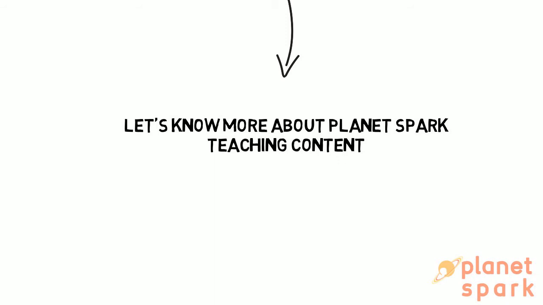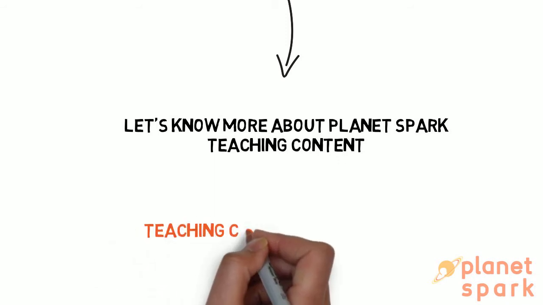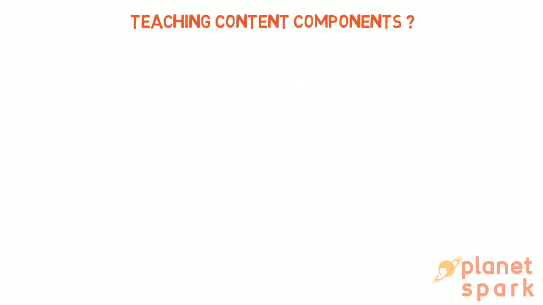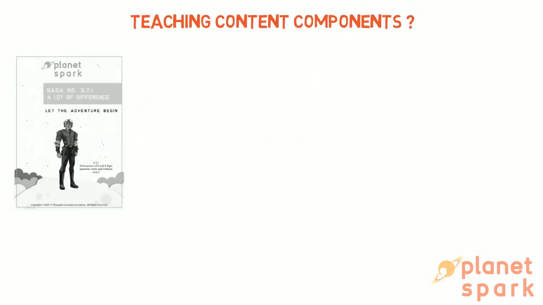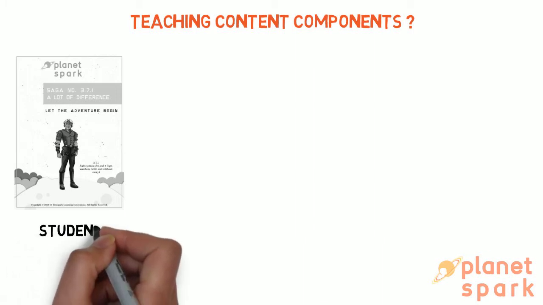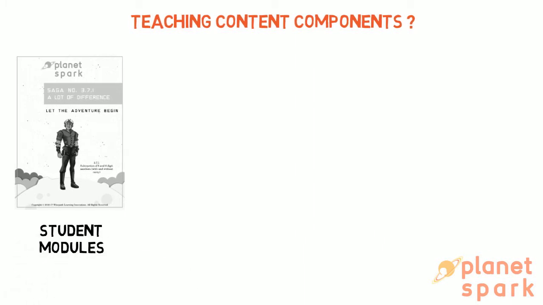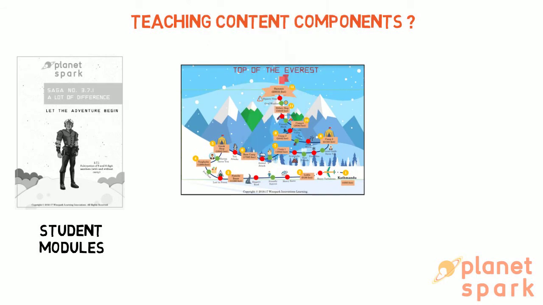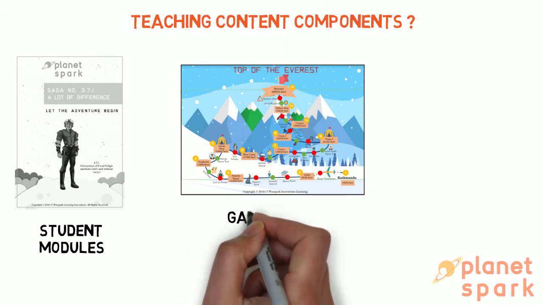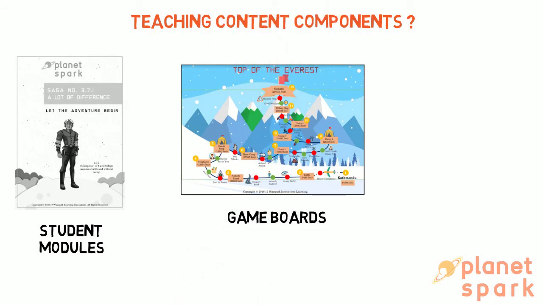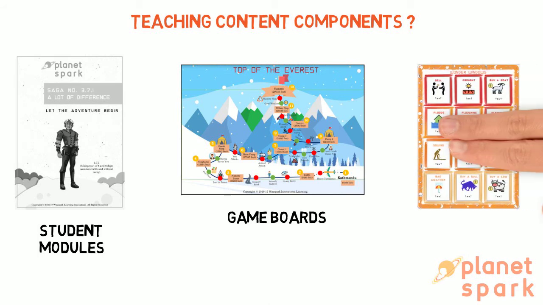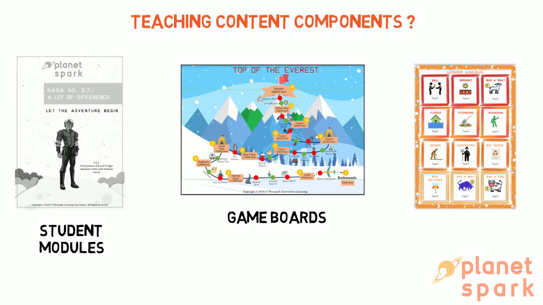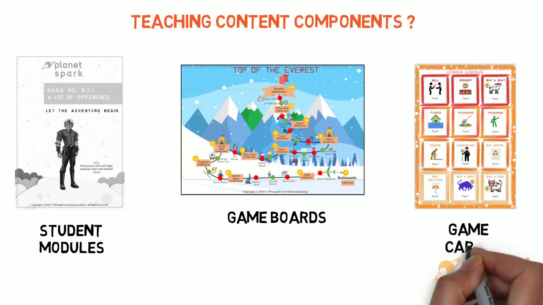First, let us understand what are the various components of the teaching material that you get from us. The first component is the student module. This is the module a student uses during the class. The second component is the game board. It's used by the student to play an exciting learning game on the topic that is being taught in the class. Next are the game cards. These are to be used by the child for playing the game on the game board.